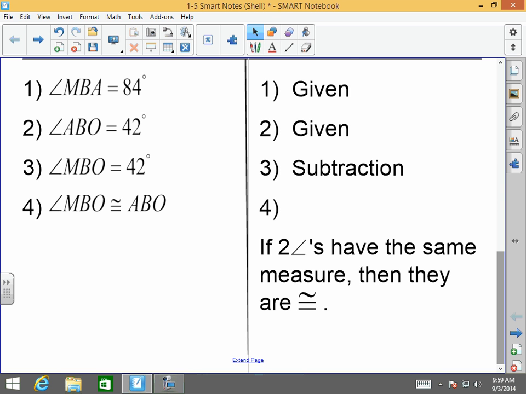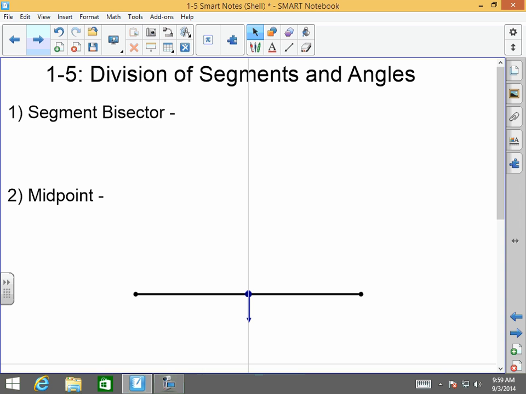Okay, let's start 1-5 then, guys. In 1-5, I'm going to split this in half, as you've noticed in your homework. We're going to first learn about bisectors, and later we're going to learn about trisectors. So, division of segments and angles.